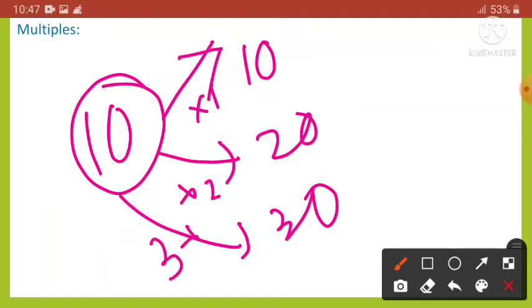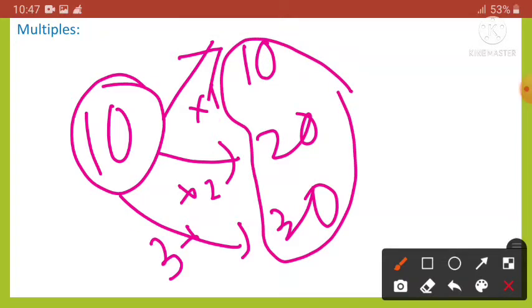So if we multiply the number with different numbers, then we will have the multiples. A number which can be expressed as a product of two or more numbers is called a multiple of those numbers. So here 10, 20, 30 are all multiples of 10. If we want to find the multiples, we have to multiply the number by 1 to 10, then we will have the multiples of that particular number.